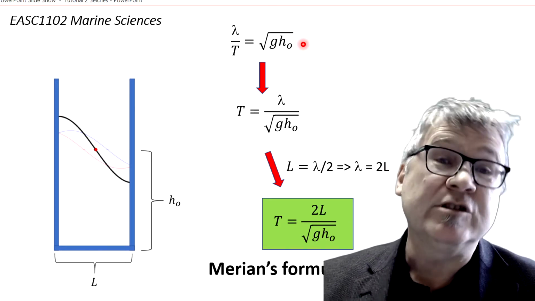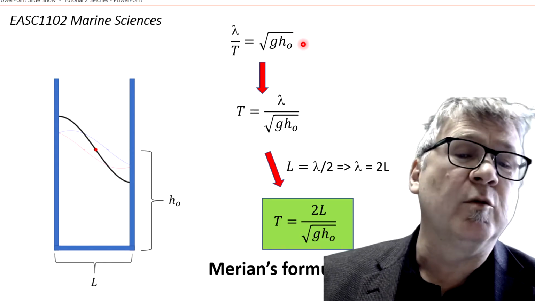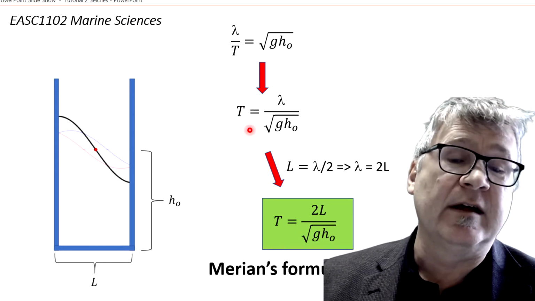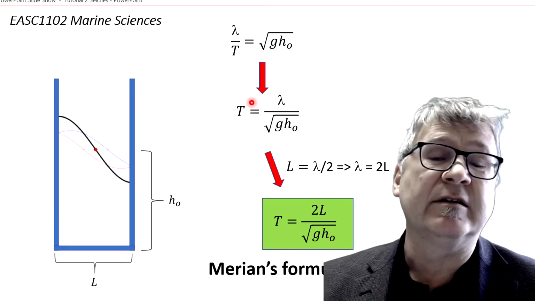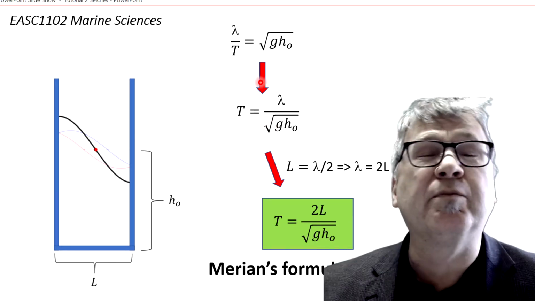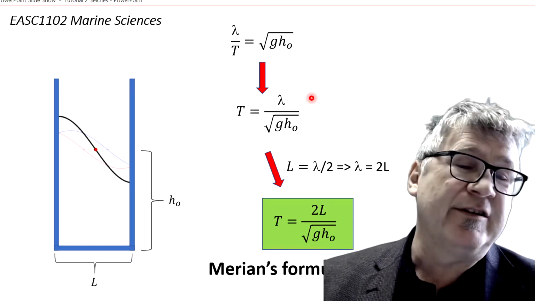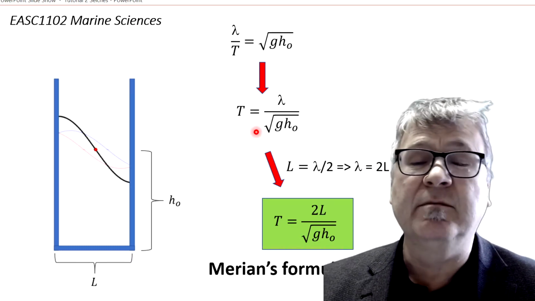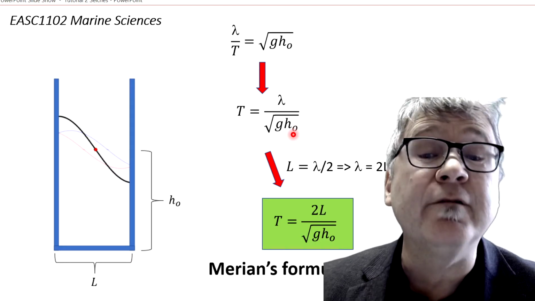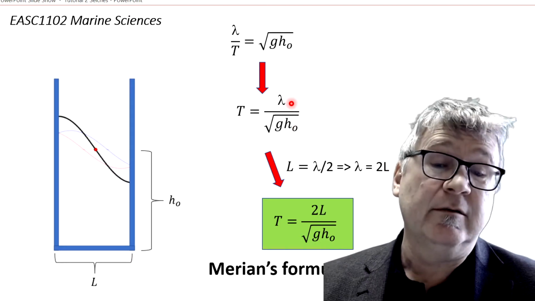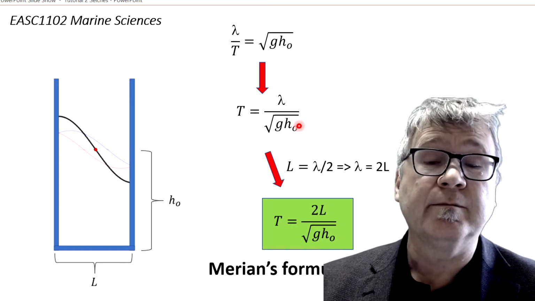You can just rewrite this, and what you want is to have the period on the left side. This is done here, and all the other stuff is on the right hand side. And you probably learned all this. That's easy, just a simple transformation. So now in principle you can calculate the period of your wave, you know the wavelength, and if you know the total water depth.